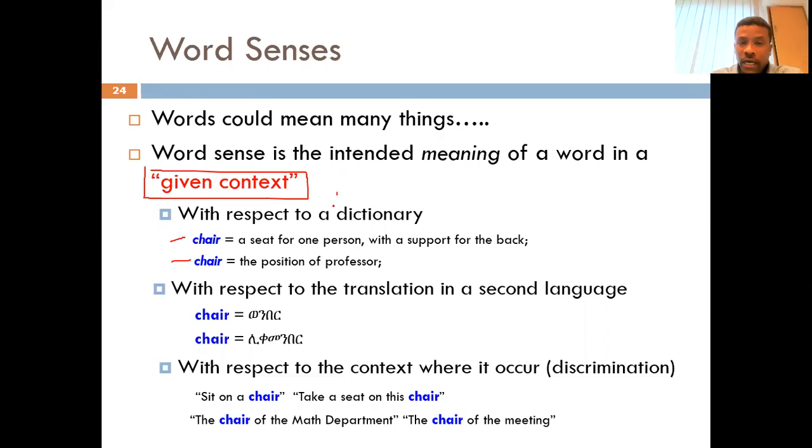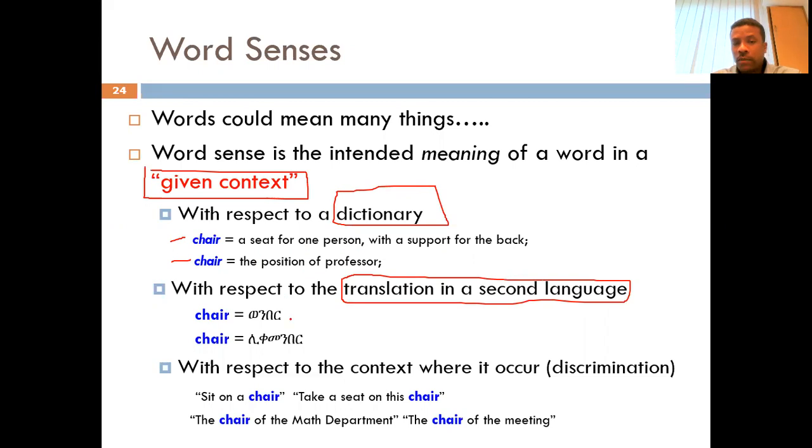So from a dictionary, you can get the sense of the word. From a translation to a second language, you can also get the sense of the word. Like in the first case, if you take it to Amharic, chair will be ወንበር in one case and ሊቀመንበር in the other. As you can see, the translation is not ambiguous at all.